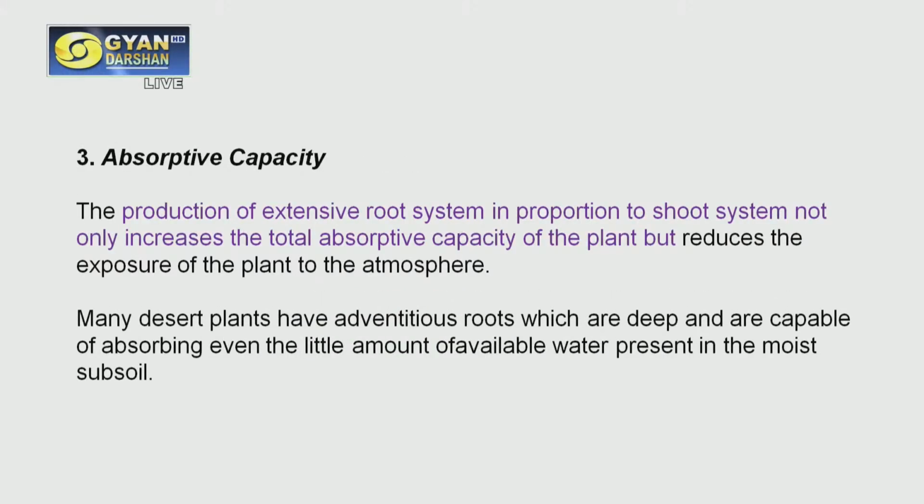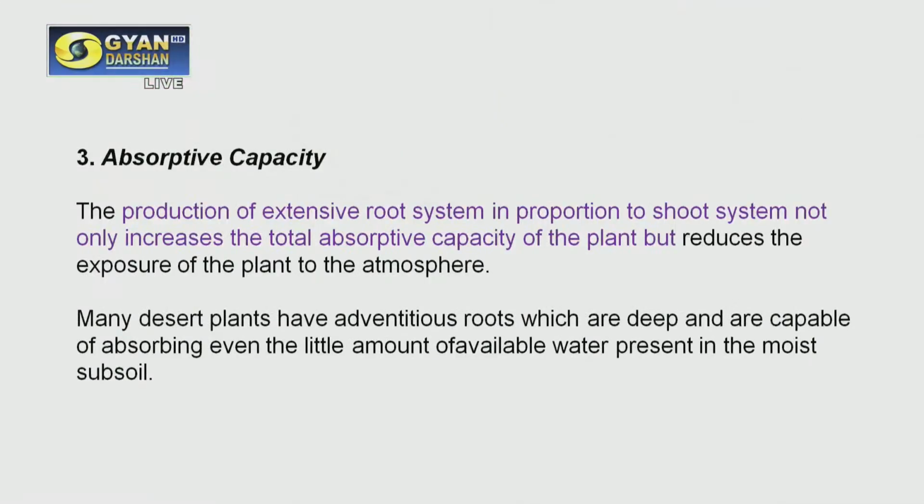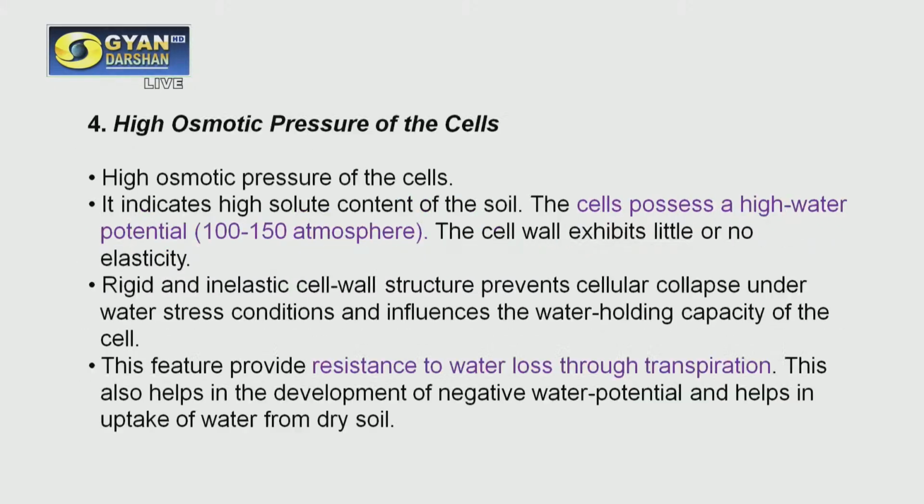Number 3, absorptive capacity. Why this production of an extensive root system? Because they need to increase their absorptive power, or increase the absorption. It also reduces the exposure of the plant to the atmosphere. If the roots develop more than the shoot, then of course the plants have to face less of the environmental dryness, because the roots are present below the soil surface. Sometimes adventitious roots do develop, which are also deep and capable of absorbing even a minute amount of water.